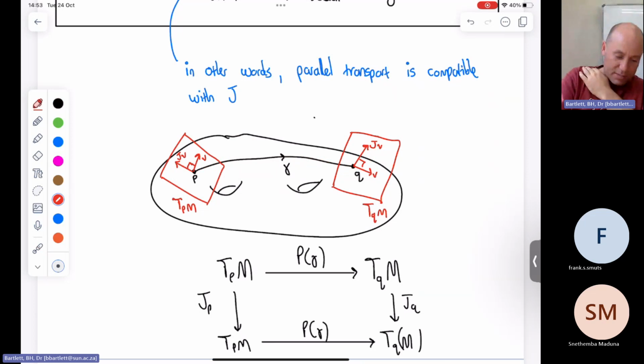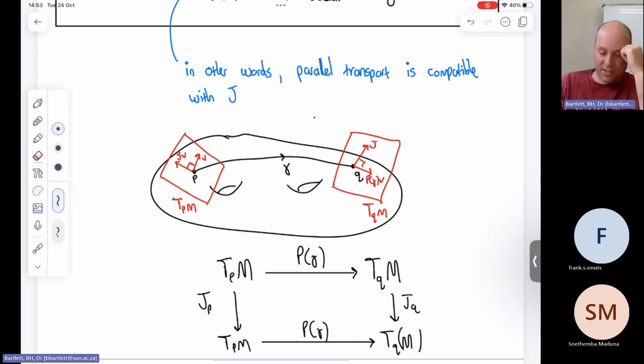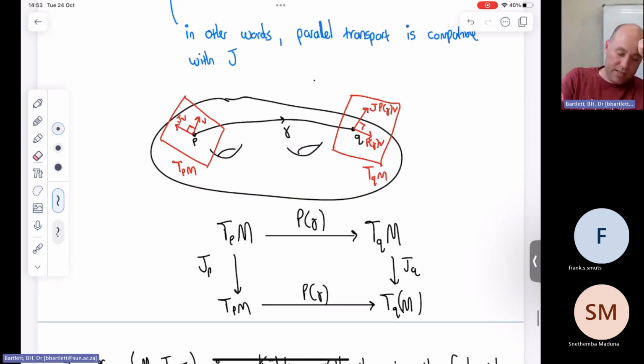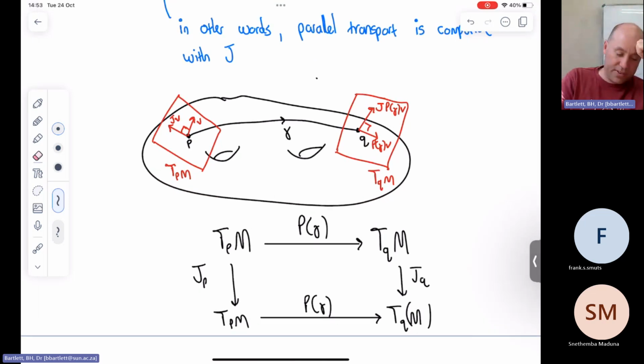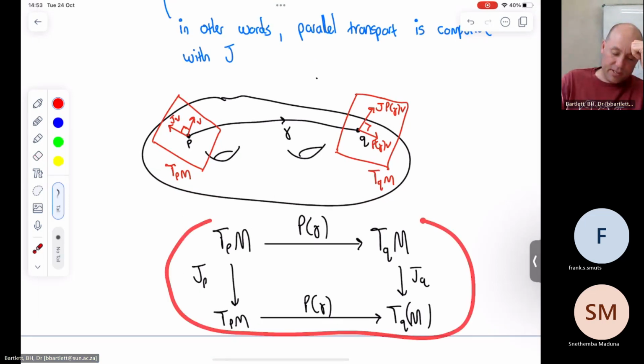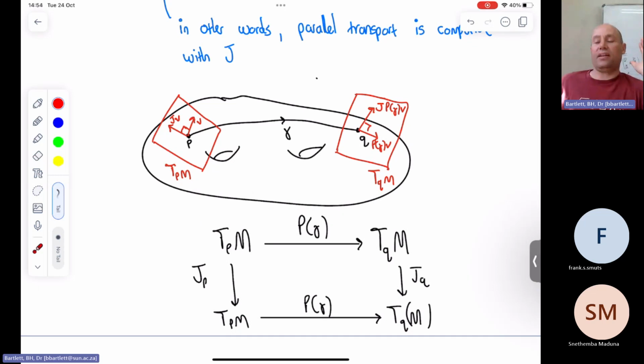So I should have been a little bit more careful here. Instead of saying V here, I should have said the parallel transport along gamma applied to V. And this should have been J applied to the parallel transport along gamma applied to V. Okay, so it's this square that I'm wanting to commute. And that turns out to say that parallel transport is compatible with J, which is actually equivalent to saying that the exterior derivative of the fundamental two form of the Riemannian metric is 0.